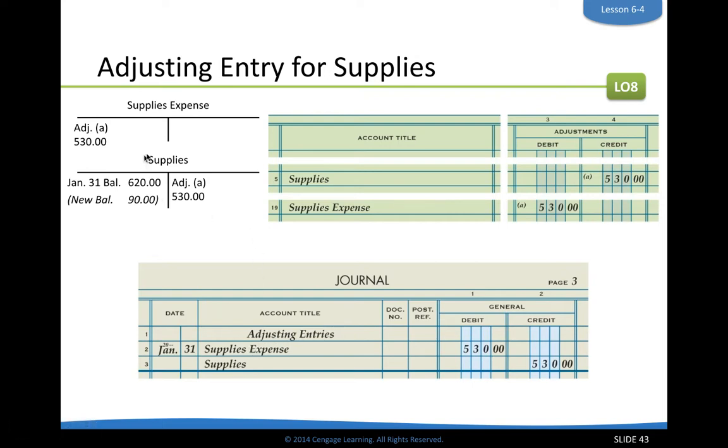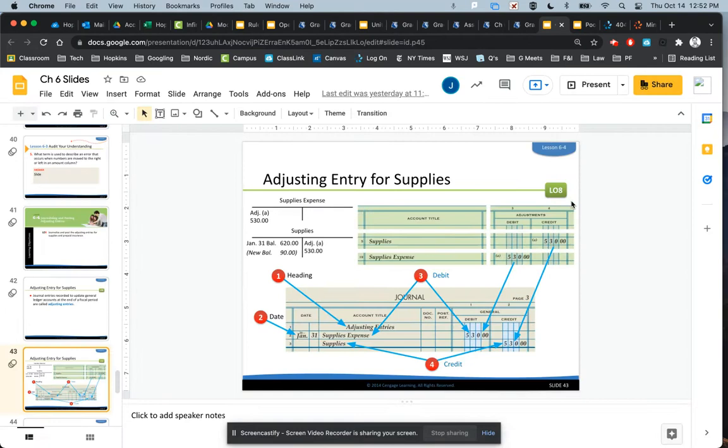You don't even need to figure out where the debits and the credits go, because you did that already on the worksheet. Supplies gets a credit, supplies expense gets a debit. When we journal, it's a 2-line entry in the general column, but we always put our debits first. The same thing happens with insurance expense too.